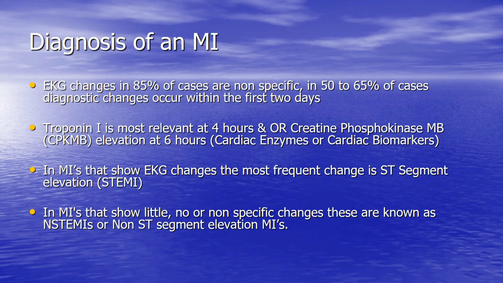We have a segment that's in between 2 waves. It's called the ST segment. Then we have the T wave, and finally the U wave. Each of these waves represents something that's happening with the heart physiologically.